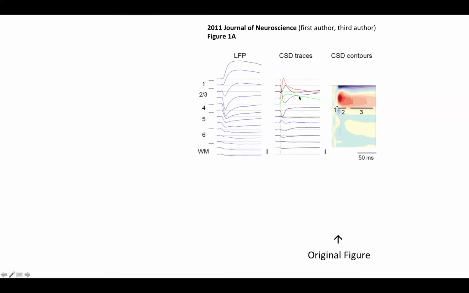And there should be 14 CSD traces, but there's only 11 CSD traces being shown. And readers, editors, reviewers are given no idea of what cortical depth these traces are recorded from. There's no quantitative y-axis, and there's also no y-axis scale bar.